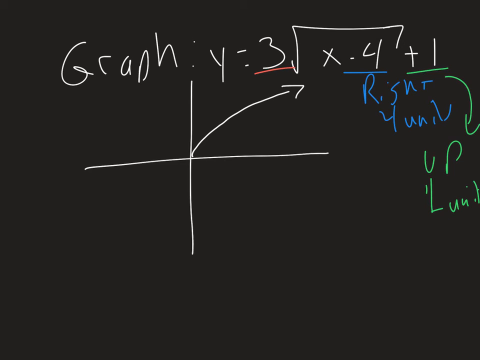So let's start there. We're going to go up 1 unit and right 4 units. And this is where my starting point is. Now I have to make it a little steeper than my white curve. So what we're going to look like is something like this. A little more drastic, rough sketch. But this is what it's going to look like.